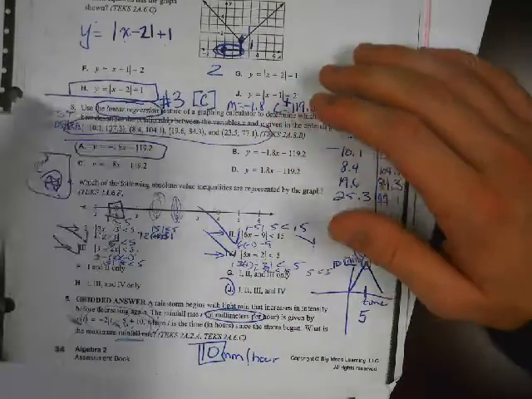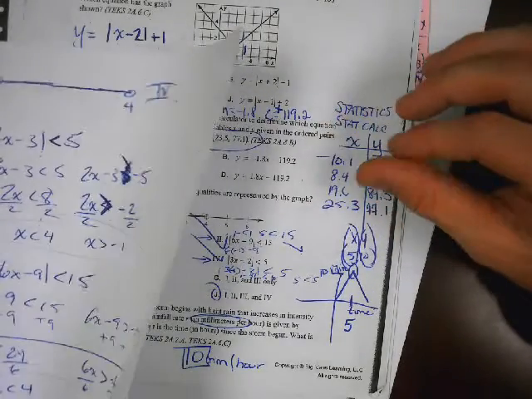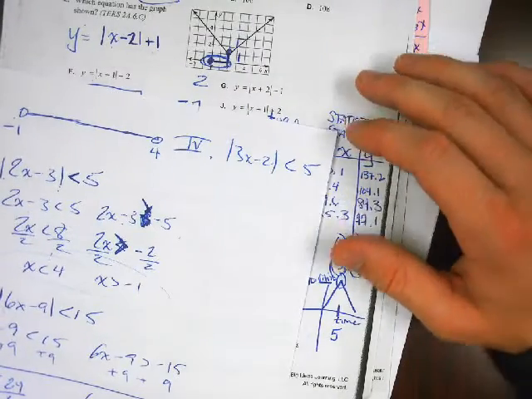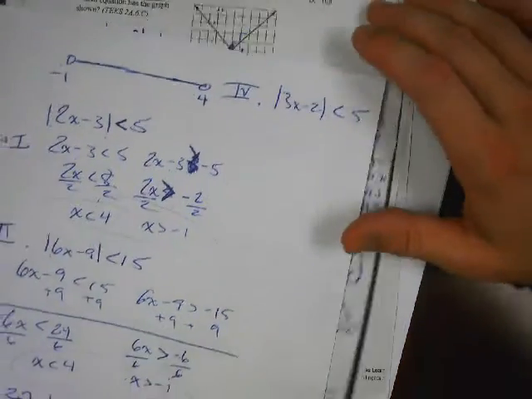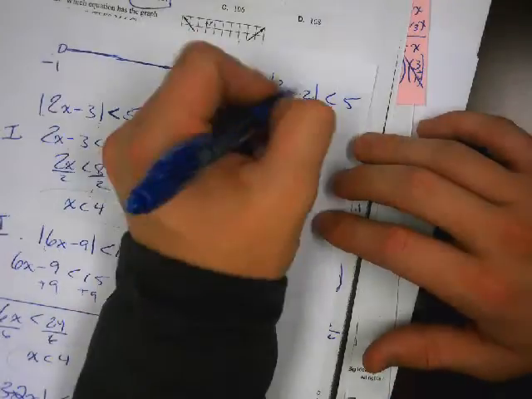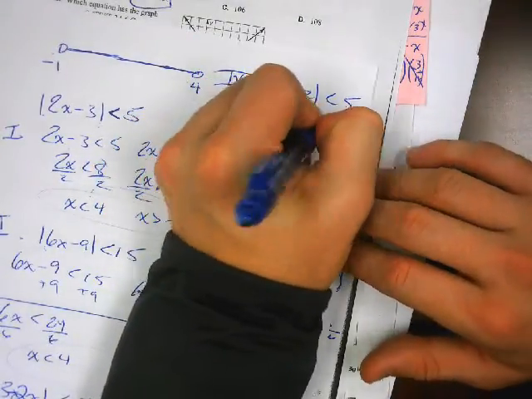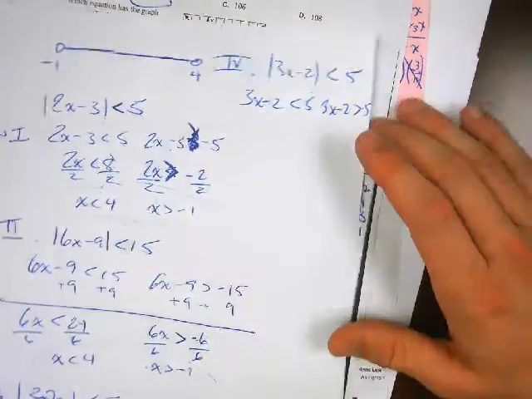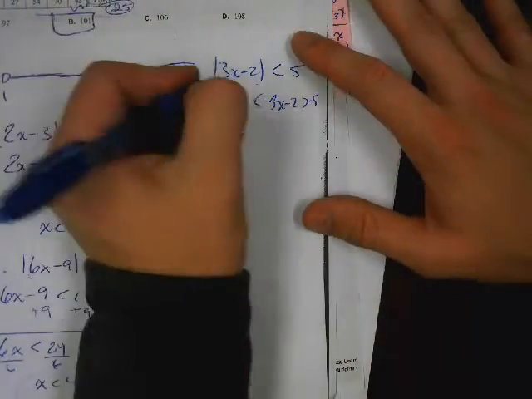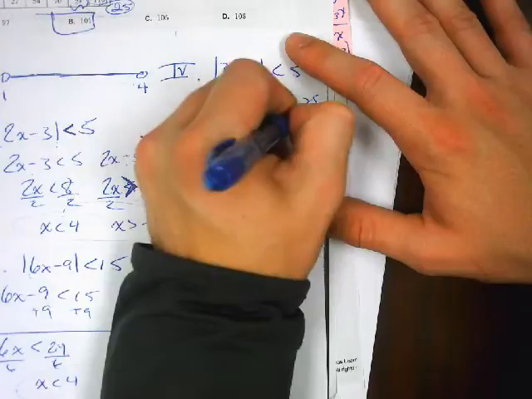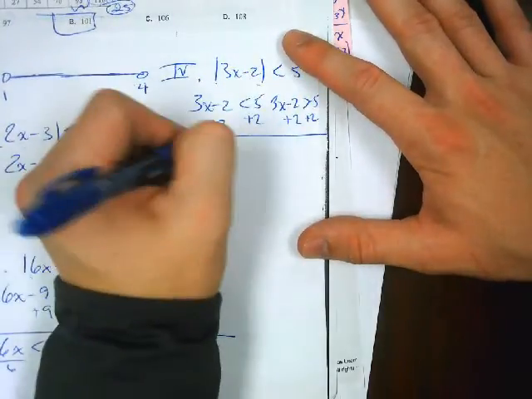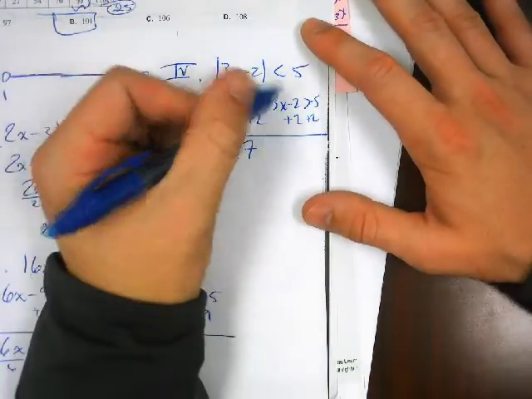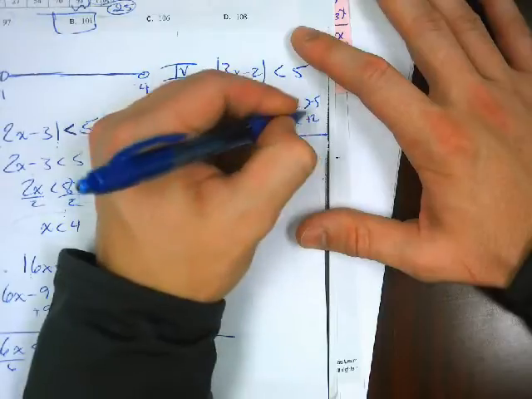says the absolute value of 3x minus 2 is less than 5. So we're ready to break the absolute value symbols. We're going to say 3x minus 2 is less than 5, and 3x minus 2 is greater than negative 5. I can add 2 to both sides, and I come out with 3x is less than 7. And then over here, I get 3x is greater than negative 3.